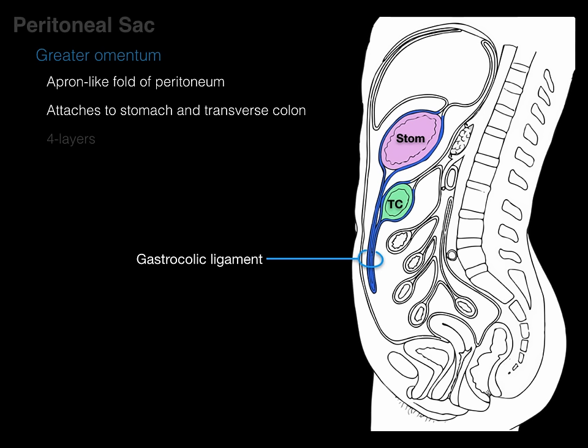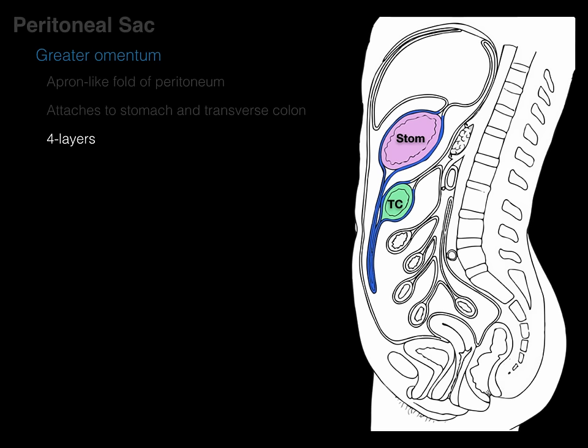Now, anatomists, we like to name everything. And so there's really three different parts to the greater omentum. The biggest part is the part that goes between the stomach and transverse colon, hence the name gastrocolic ligament. Even though it's not a ligament like bone, it's just peritoneum that attaches stomach to transverse colon. This picture doesn't show the gastrosplenic ligament and the gastrophrenic ligament, the parts of the greater omentum that go between the stomach and the spleen and the stomach and the diaphragm.